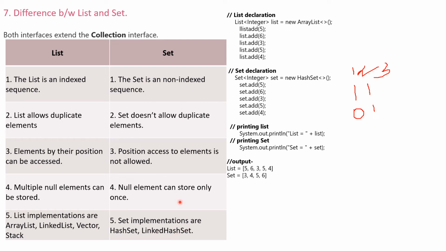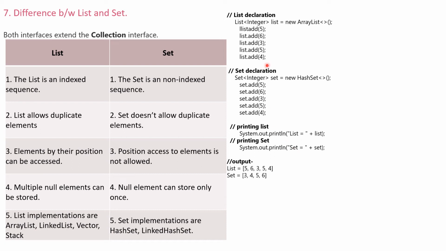So how are we declaring the list over here? The list implementation I mentioned is ArrayList, so we just take new ArrayList. Here the dot is missing. List.add, we are adding some elements to the list. We are declaring this list object and adding some elements, and for the set declaration, Integer type, set equal to new HashSet. Then we are adding some elements.